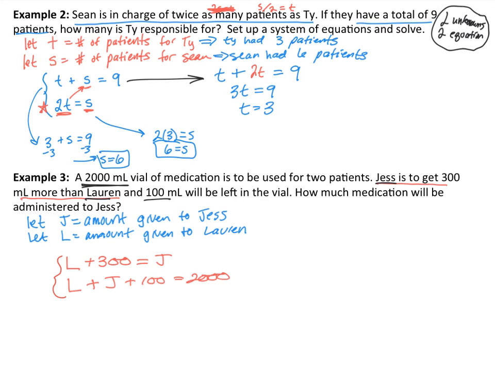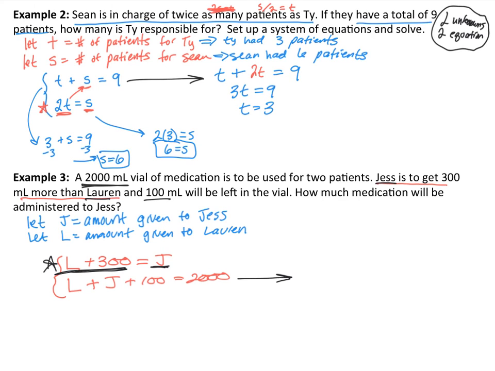Now I'm going to use the substitution method here. Is one of these equations solved already for one of the variables? And the answer is yes. If we look at this first equation, we specifically know that L plus 300, that's the amount that Jess received. So J is equal to this amount. That's telling me that in any of the other equations, which again, I only have one other equation, anywhere I see a J, I can replace it with 300 plus L, or L plus 300. So that's exactly what I'm going to do.